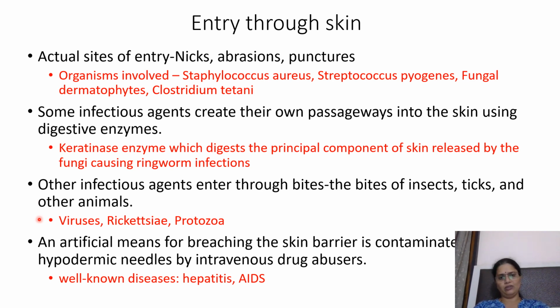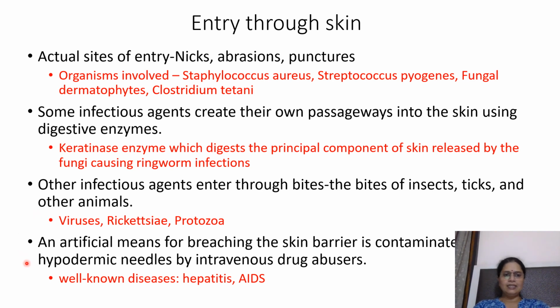Many viruses enter this way. For example, dengue virus enters through mosquito, right? And Rickettsia bacteria enter through this way. Protozoan parasites like the malarial parasite Plasmodium enter by insect bite. Okay, so by the bites of animals and insects also, organisms enter through skin and cause infection.